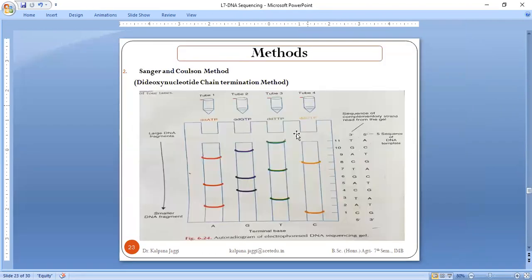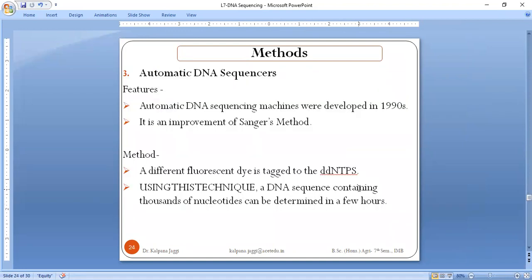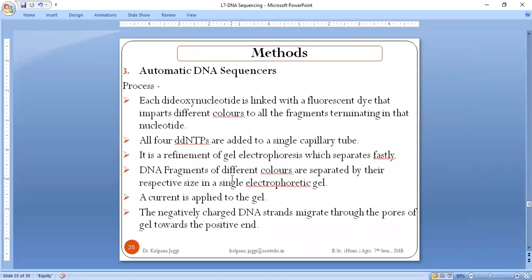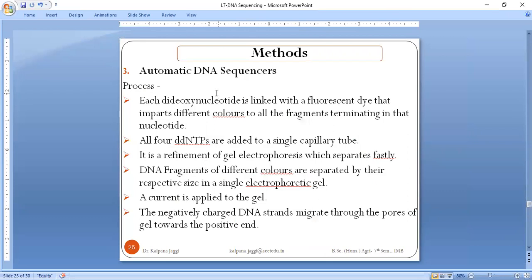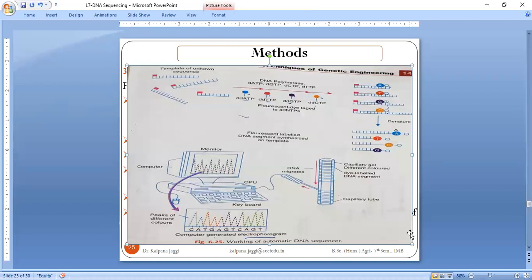This is all about the Sanger and Coulson method. So this I have already dictated to you. The last one is the automatic DNA sequencers. This is very easy. Automatic means, since the earlier methods are a little bit slower, we are using the automatic DNA sequencers. Here what is done?